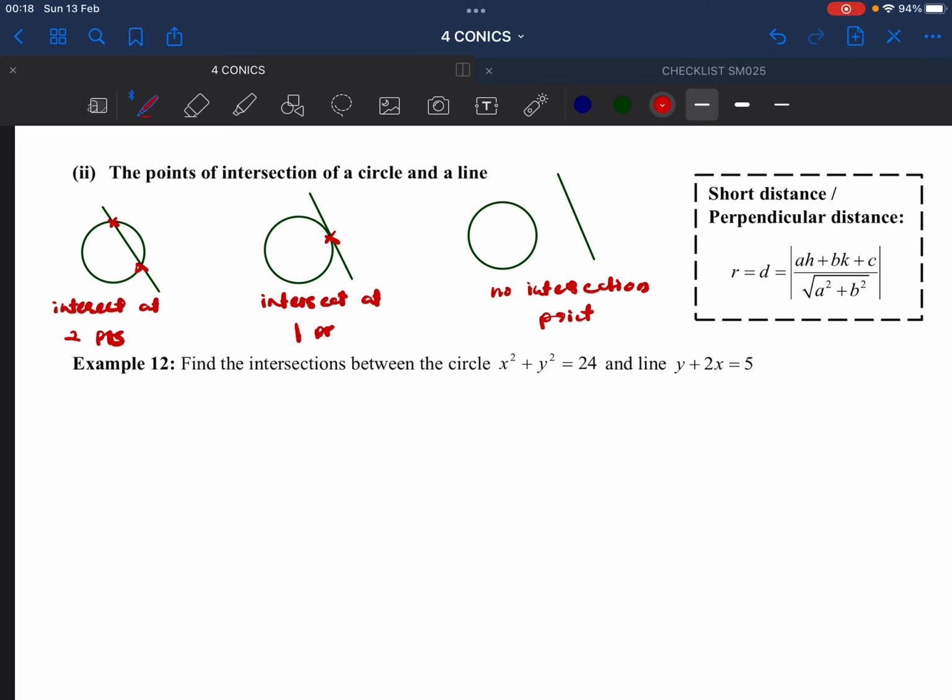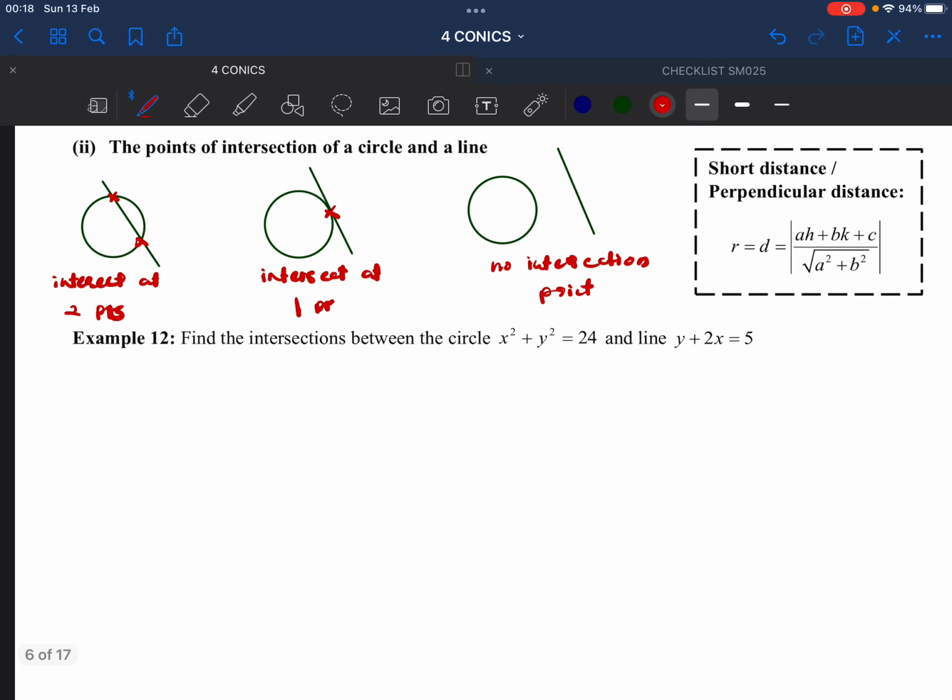Okay, so now let's see example 12. So here we have find the intersection between the circle and a line. It is given to us the equation of a circle and equation of line. So what you have to do here is, let's write that down first. We have x squared plus y squared equals to 24. That is the equation of circle. And we have the equation of line, y plus 2x equals to 5. Let's put that as the first equation and let's put that as the second equation.